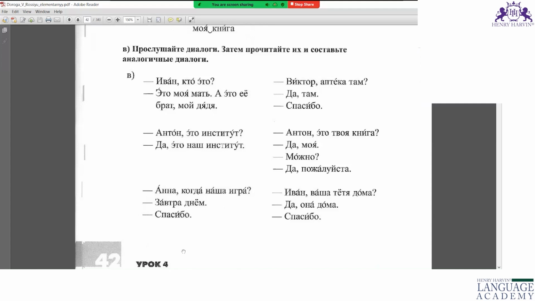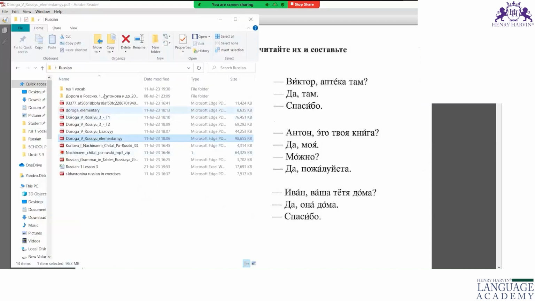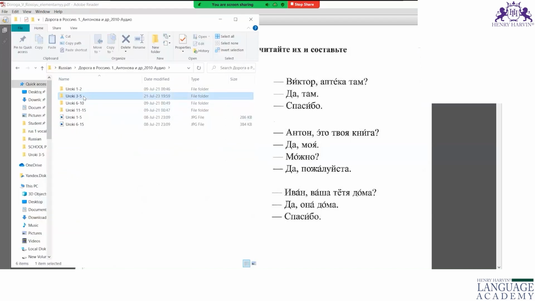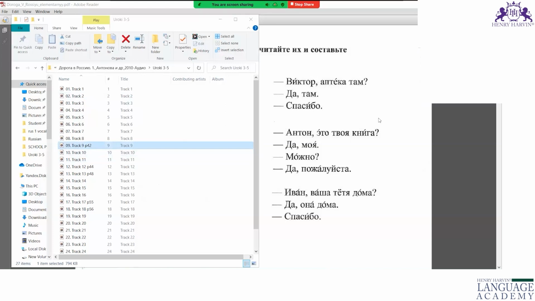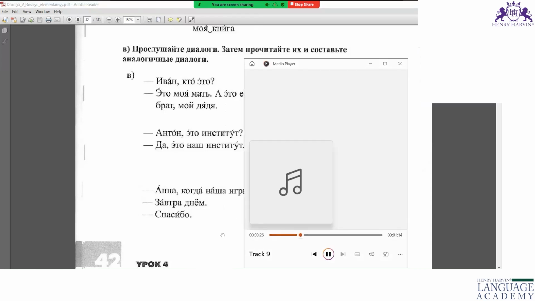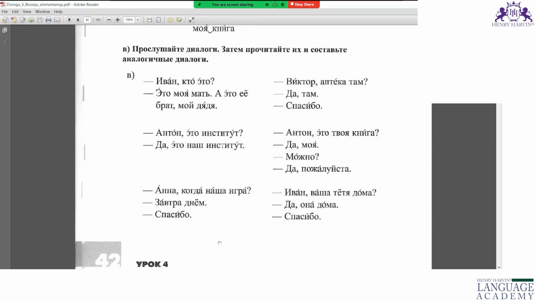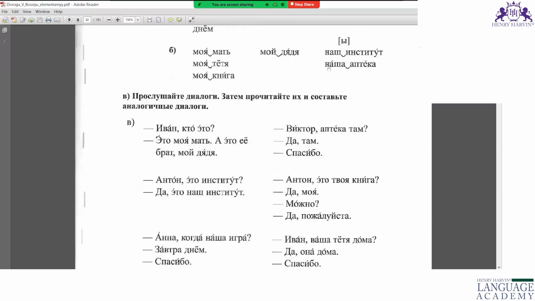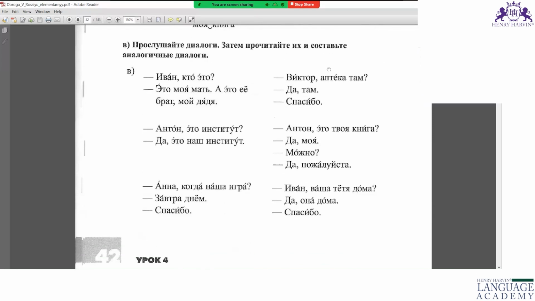Здесь у нас диалоги. Диалоги мы можем послушать сначала. Давайте послушаем диалоги. Страничка 42. Задание 2. Мать. Где? Институт. Мой дядя. Наш институт. Наша аптека. Here we go to the dialogues.